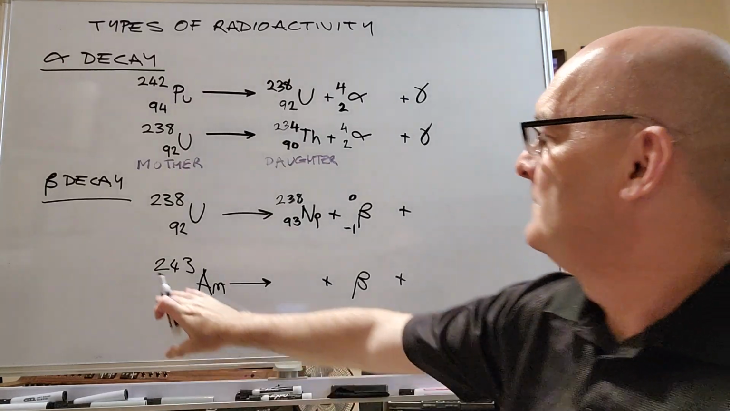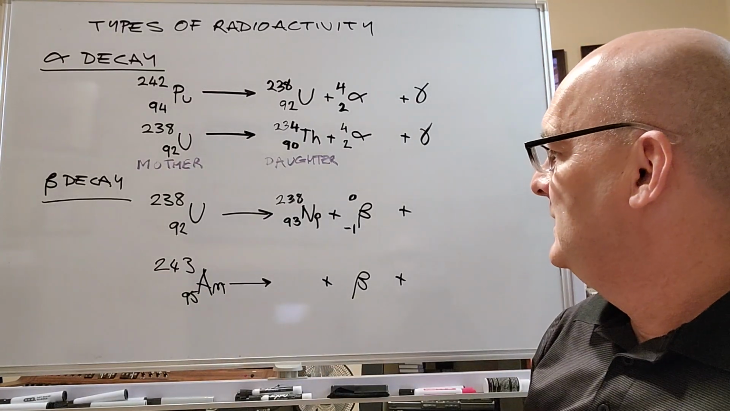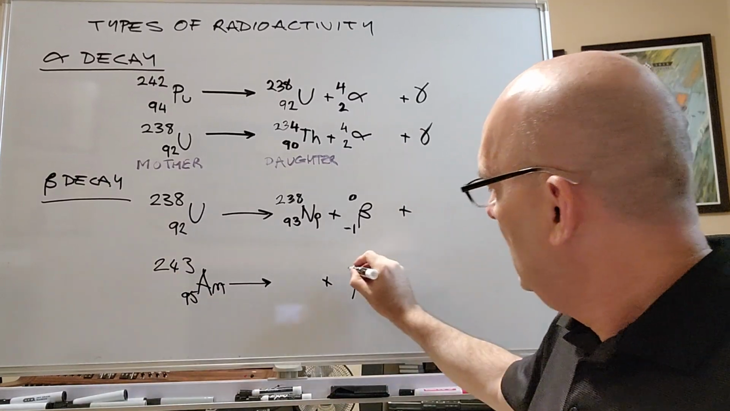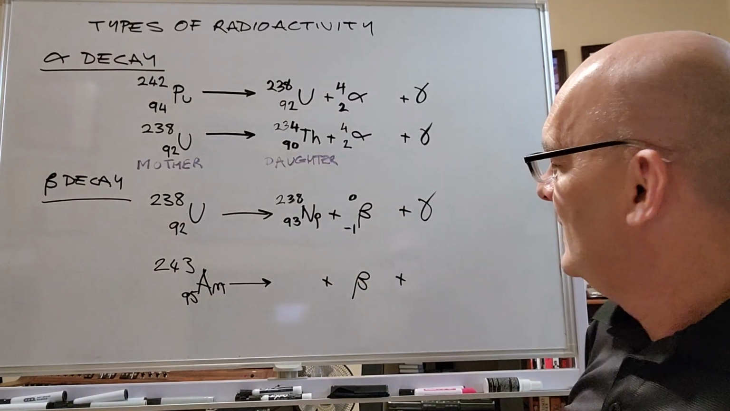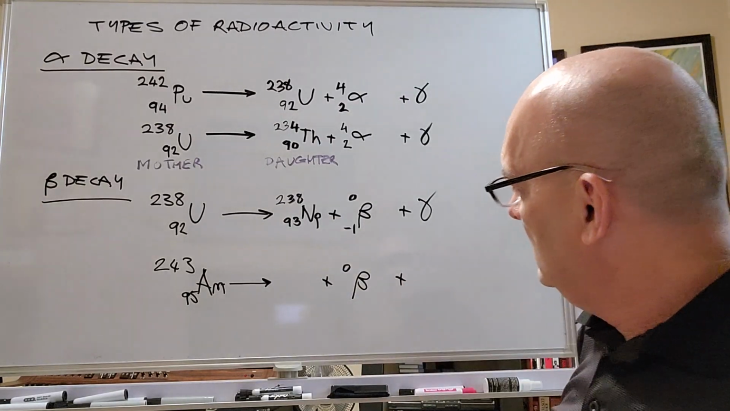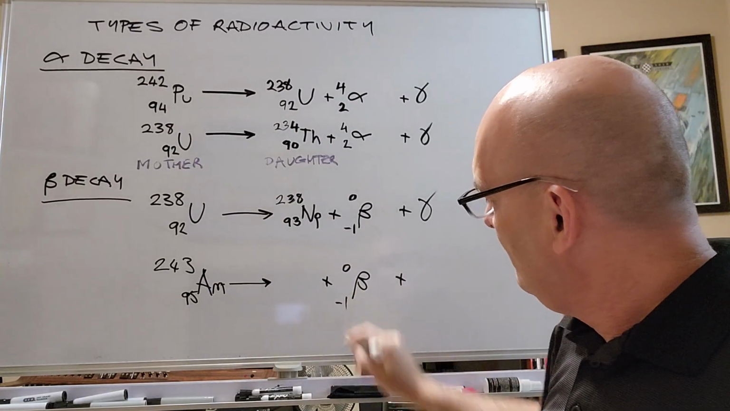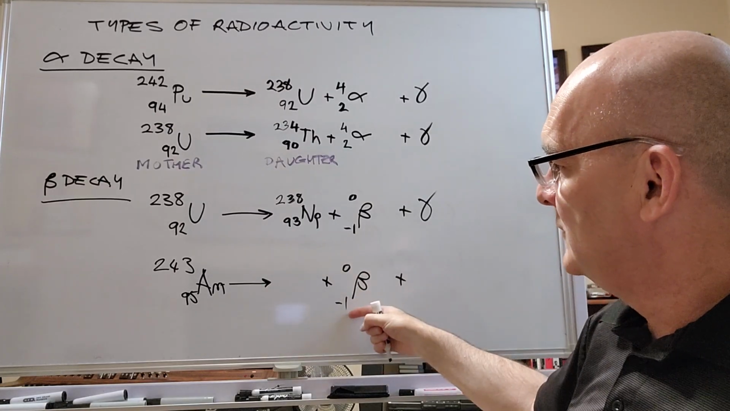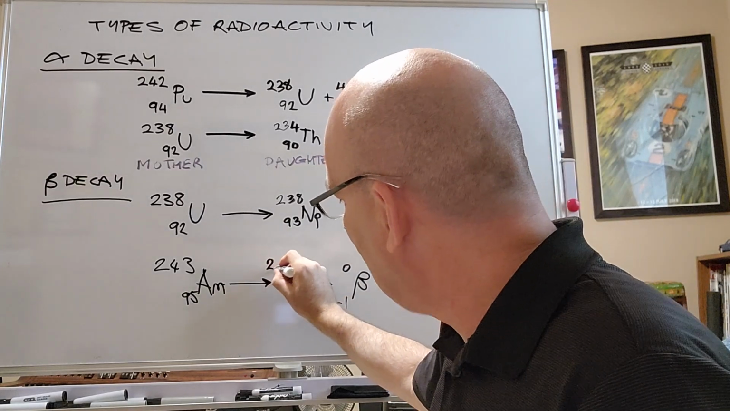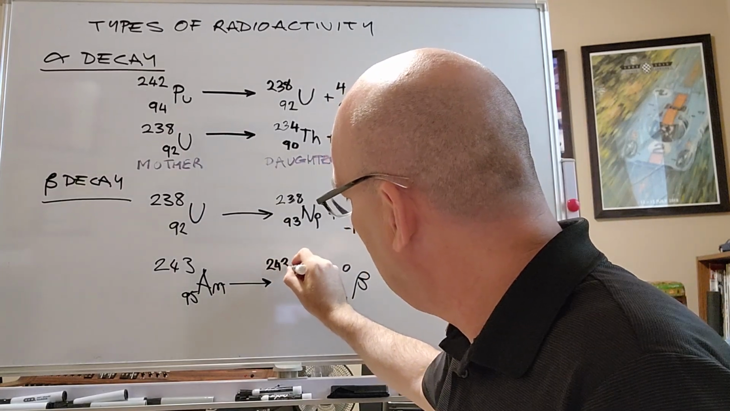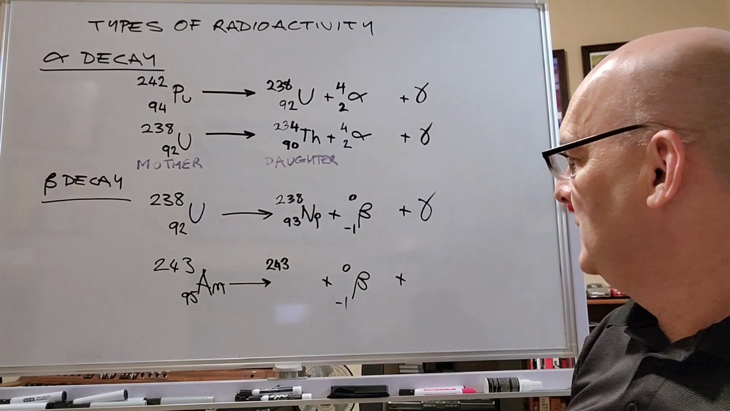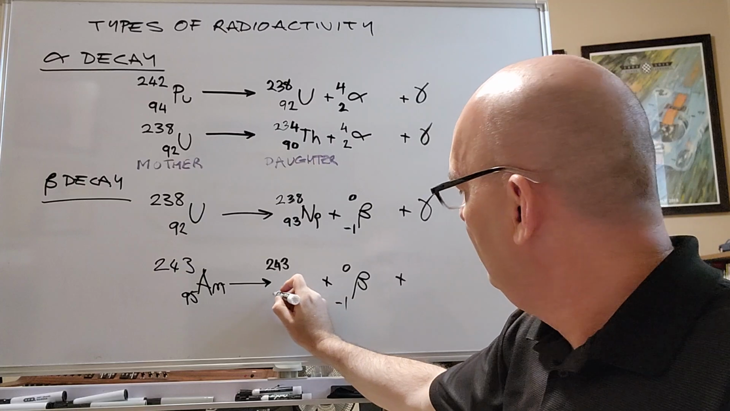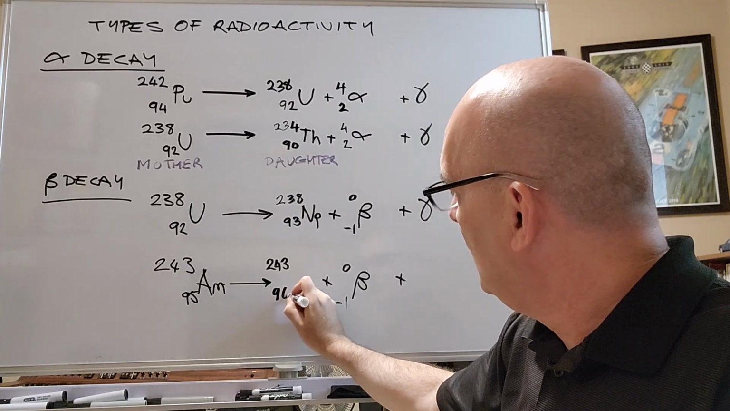Okay, let's do another one. This is americium-243. Oh yeah, don't forget there's a gamma. It's going to emit a beta particle, and the beta particle has numbers 0 and -1. So the mass number of our daughter nuclide stays at 243, and the atomic number of my daughter nuclide goes up.